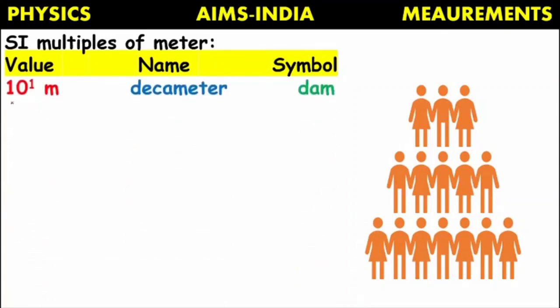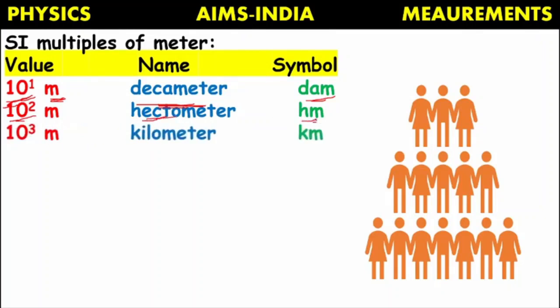Now meter is the standard unit. If the standard unit meter is multiplied by 10 power 1, with a factor of 10, it will become 10 meter. Its name is decameter, and the symbol is dam. All letters should be small letters, dam. In the same way, if you multiply with 10 square, that means 100, it will become 100 meter. Its name is hectometer. Symbol is hm.